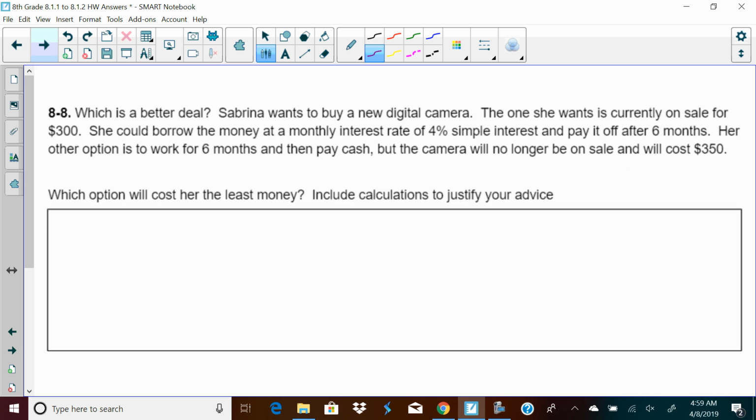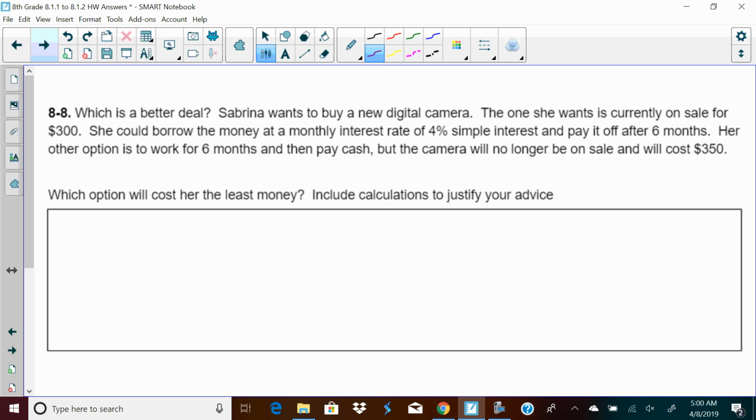Which is a better deal? Sabrina wants to buy a new digital camera. The one she wants is currently on sale for $300. She could borrow the money at a monthly interest rate for 4% simple interest and pay it off after 6 months. Her other option is to work for 6 months and then pay cash, but the camera will no longer be on sale and cost $350.